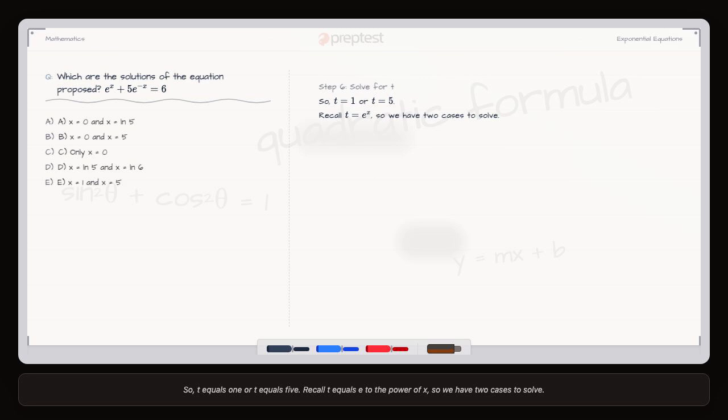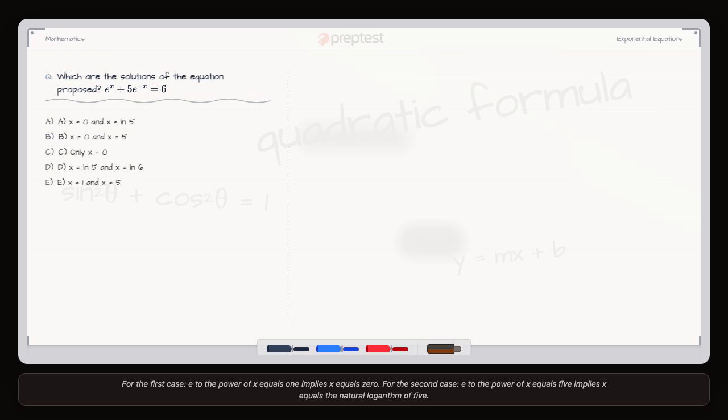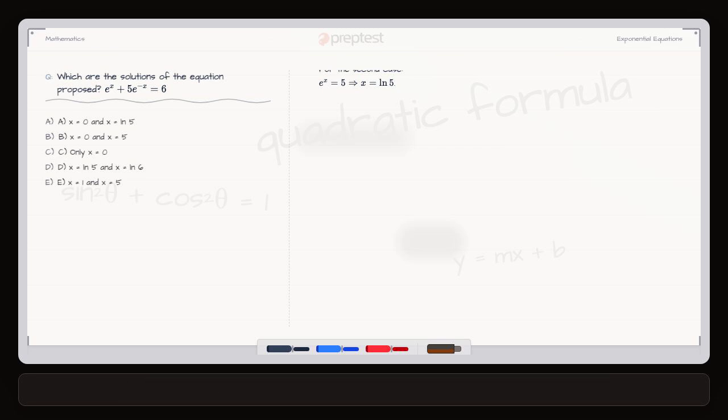Recall t equals e to the power of x, so we have two cases to solve. For the first case, e to the power of x equals 1 implies x equals 0. For the second case, e to the power of x equals 5 implies x equals the natural logarithm of 5. Thus, the solutions are x equals 0 and x equals the natural logarithm of 5.